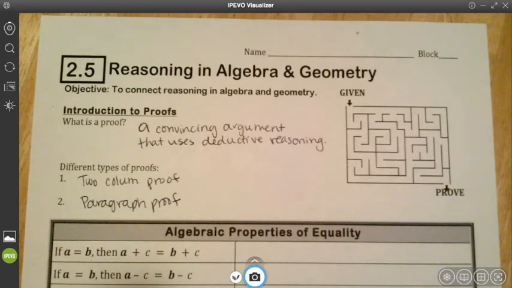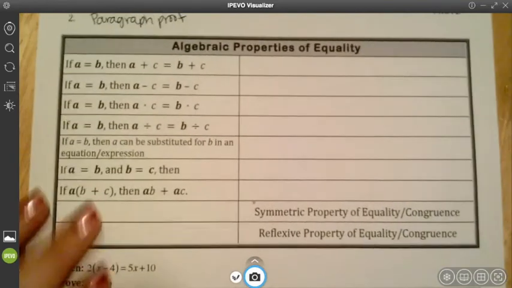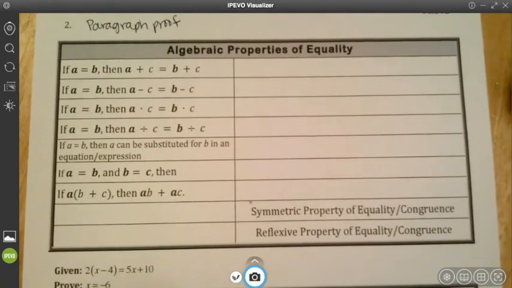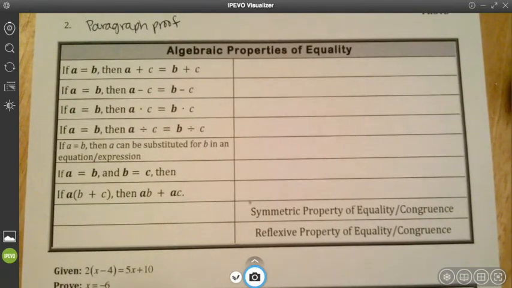So how do we know what goes in those columns? Well, we have some properties of equality, and these are, for algebraic proofs, going to be the reasons that you give as you go throughout the proof. So what are these properties? These are properties that you should be familiar with from algebra.